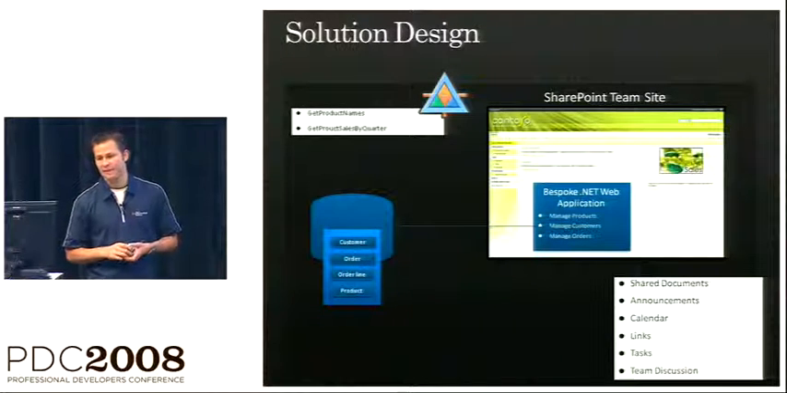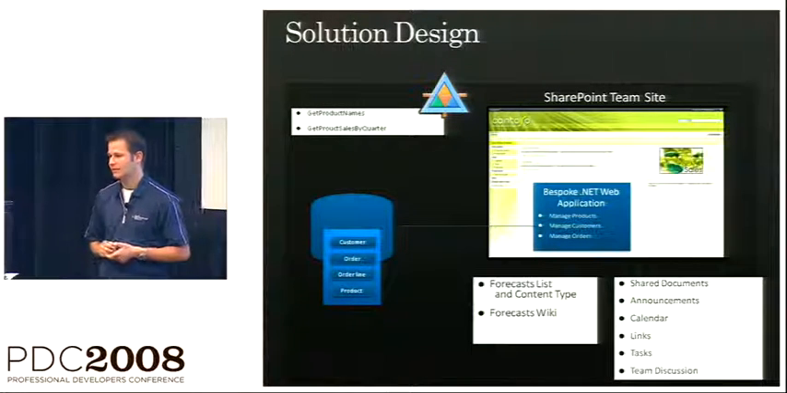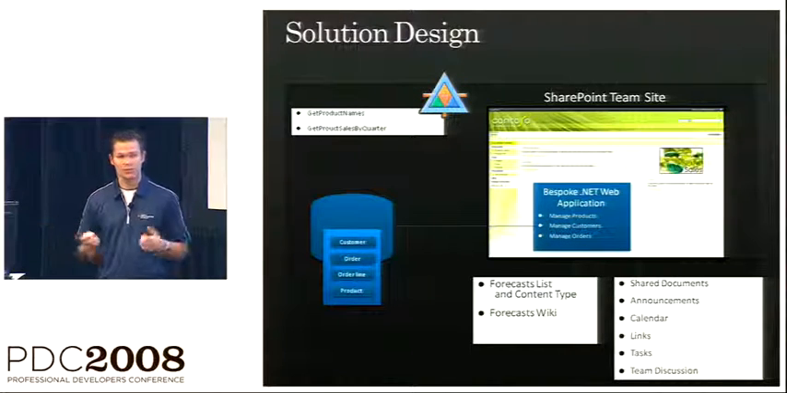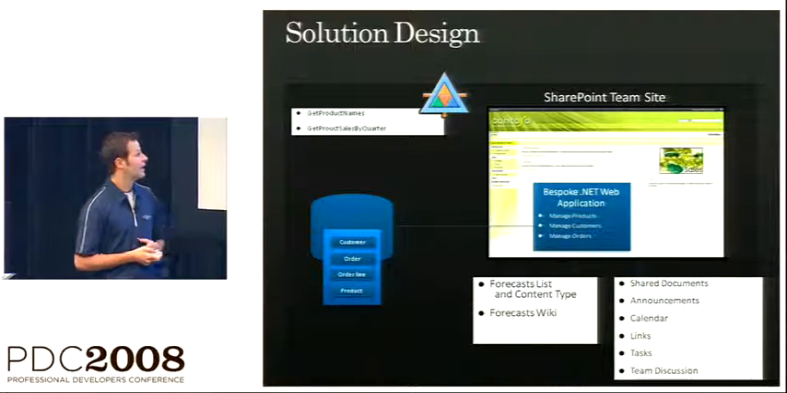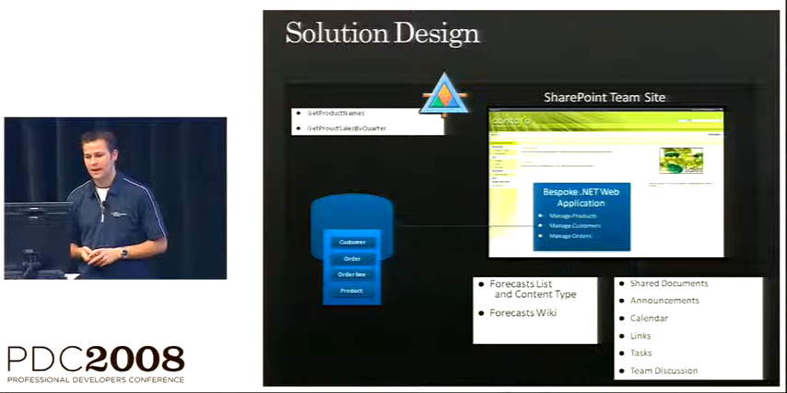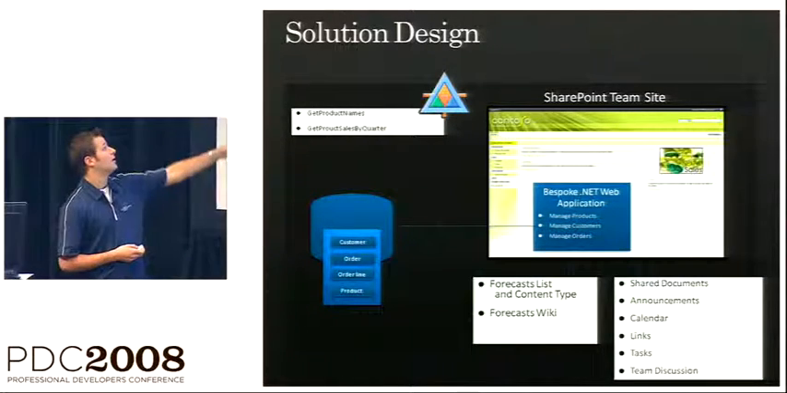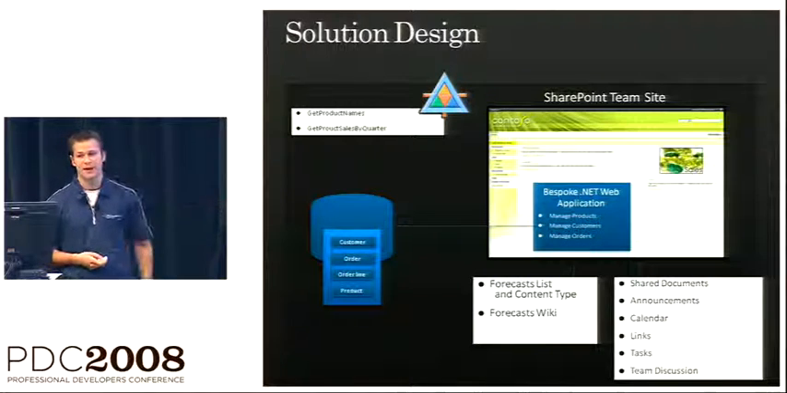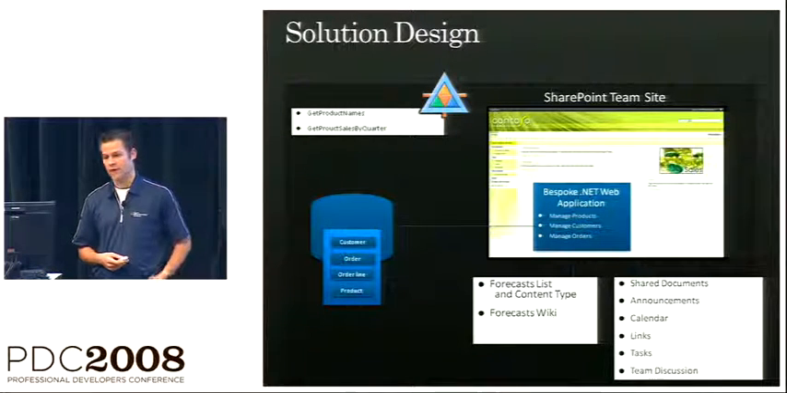So really, once we add these extensions into our SharePoint site, what we're really saying is add these pieces down the bottom, the list and content type and wiki and so on, and then allow us to get to that data, the sales data, through some WCF web services that we're also adding.